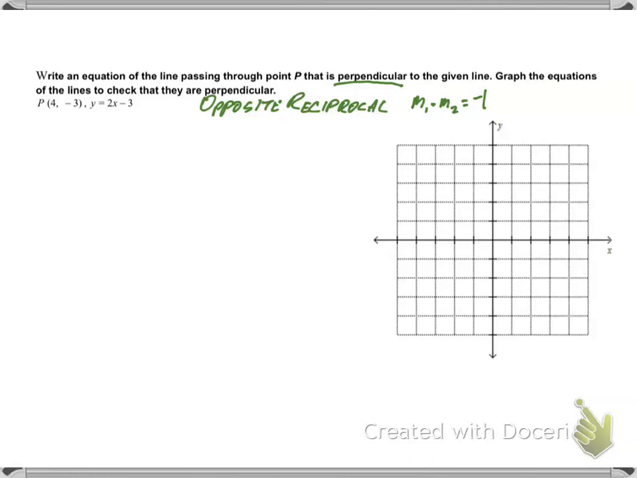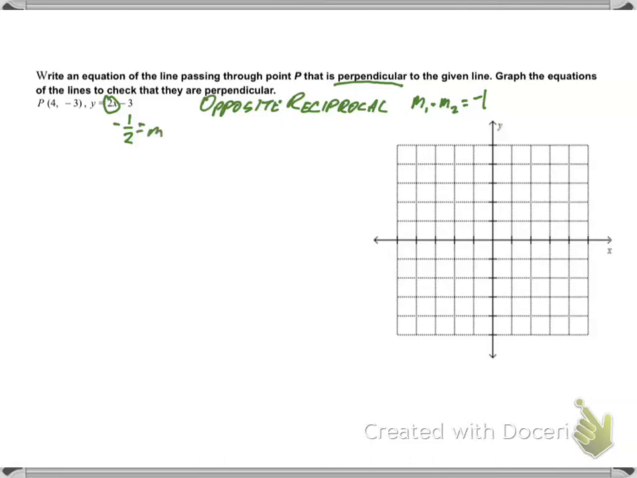So if the slope of your first one is negative 7 halves, then the new one is going to be positive 2 sevenths. If the slope of the first one is positive 8, the slope of the perpendicular line would be negative 1 over 8. That's what it means. So we take the slope of the line they gave us, right there in front of the x, 2, and we're going to flip it over so it becomes 1/2, and then we're going to change the sign. So instead of being positive, it's going to be negative. And this is going to be my m.